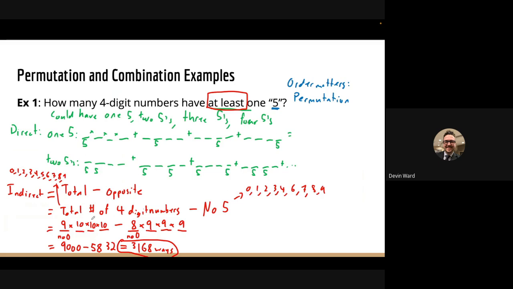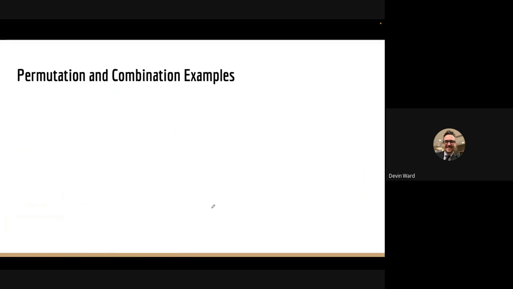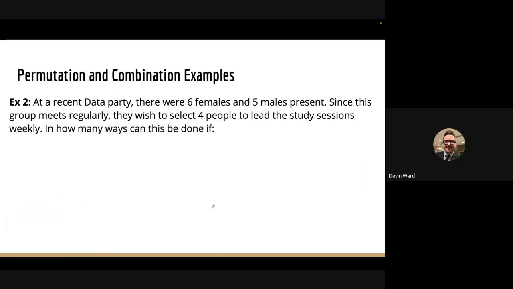Okay, so we took the total number of numbers and just subtracted when we don't have a 5 in the number. Whatever's left must have a 5 in it necessarily. Okay, we'll do a little bit more with indirect methods in just a moment.